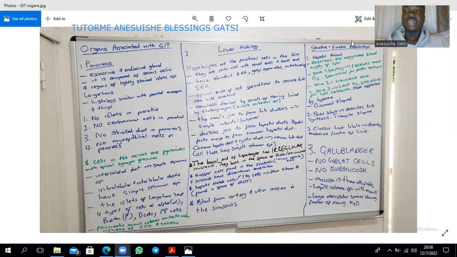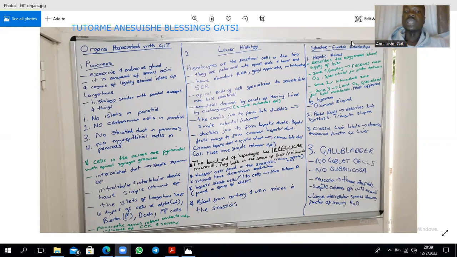The intercalated duct in the pancreas is unique in that it actually starts within the acina, and you're going to have central acinar cells. Histologically, the pancreas resembles the parotid gland, which is the largest salivary gland. And there are going to be four major differences, two that are unique to each. So the parotid will lack islets of Langerhans, which are the endocrine tissue in the pancreas.